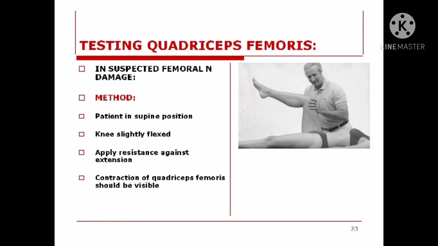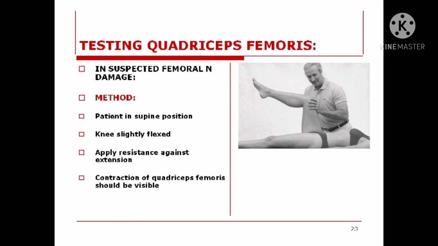Now all the three vasti and the rectus femoris are called the quadriceps femoris muscle, because they combine by means of a single tendon, and the tendon passes over the patella and inserts upon the anterior tibial tuberosity. All are supplied by the femoral nerve, and all bring about the extension of the knee joint.